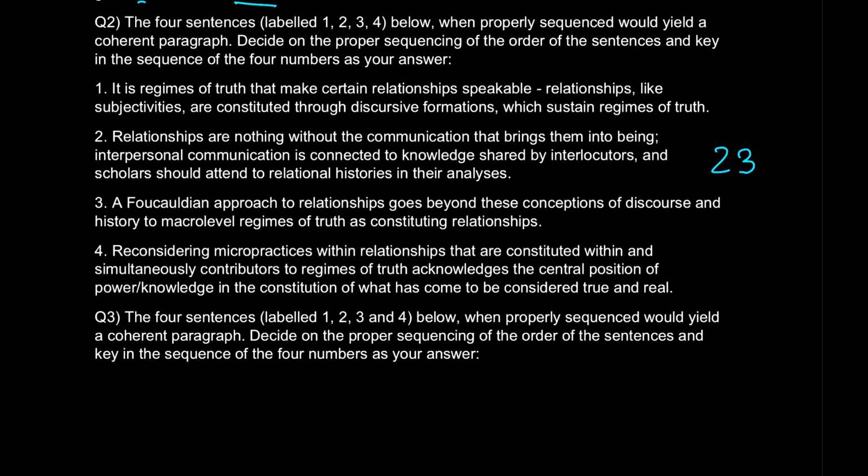So we know that our sentence will start with two, and because three is definitely following two, now let's see what should come after three. A Foucauldian approach to relationships goes beyond these conceptions of discourse and history to macro level regimes of truth constituting relationships. Okay, perfect. It is regimes of truth. Perfect connection between three and one. So my closing sentence is four. No need to think too much. We can move to the next question.